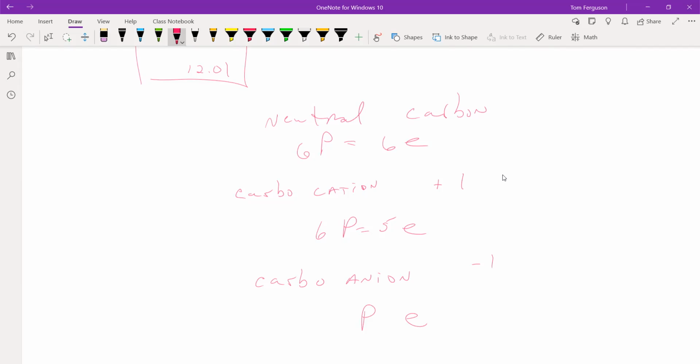Okay, a carbanion. How many protons? 6 all the time, no exceptions. It's got to be 6 or it's not carbon. And how many electrons? 7, right. You have to have one more negative particle than positive particle for it to be an anion. Okay, does this make sense? All right.